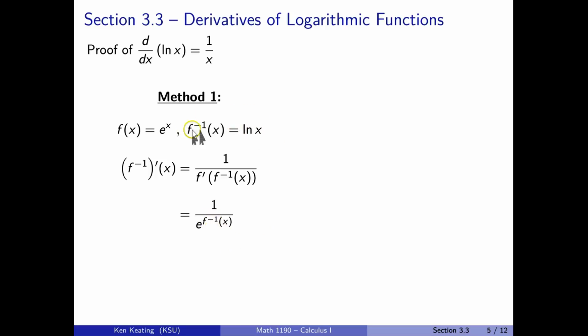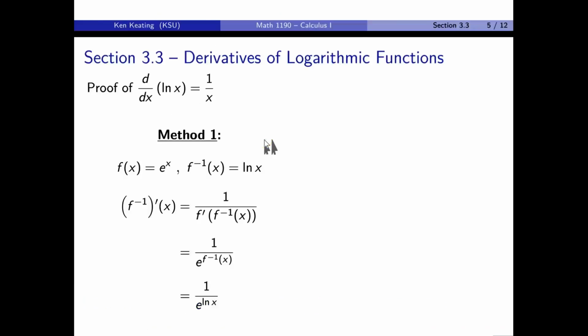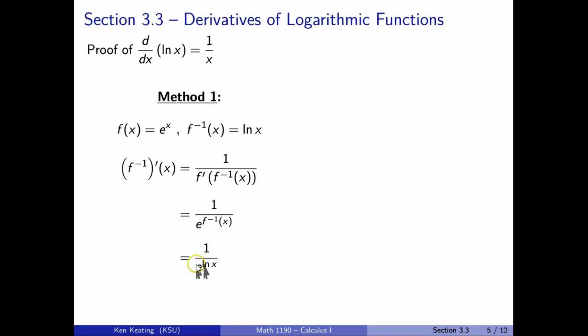Now, I know what f inverse is. f inverse is ln x, so I can substitute that in its place. 1 over e to the ln x, and that property from the previous slide said that e to the ln x is just x. All right, derivative rule is proved. The derivative of ln x is 1 over x.